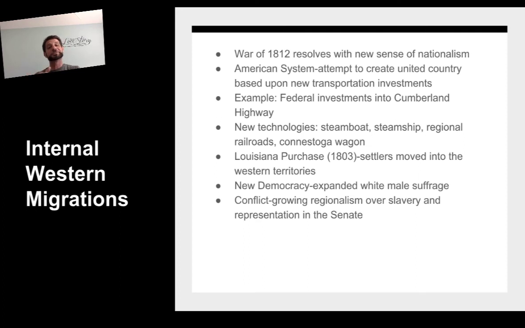How so? Because of New Democracy. New Democracy was a movement before Andrew Jackson, but would eventually benefit Andrew Jackson, in which white males who moved out into all these territories started voting to get rid of property requirements for voting. And that, of course, causes people on the East Coast to do the same because they have to keep up. And so at that point now, we have white male suffrage throughout the country. But the expansion to North and South means, with this white male suffrage, that we're going to start seeing a growing regionalism over issues of slavery or representation in the Senate.